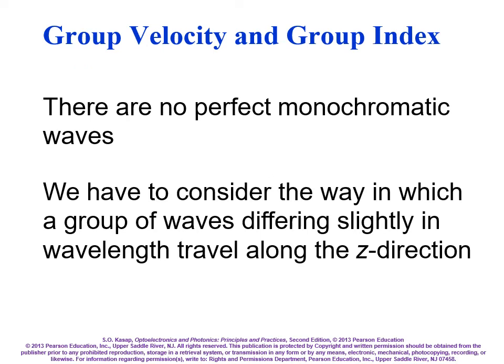Okay, let's come to the last topic of our lecture. It is the group velocity and the group index. We can see that there are no perfect monochromatic waves, so we have to consider the waves in a group, where they differ slightly from each other in wavelength and travel along the z direction.